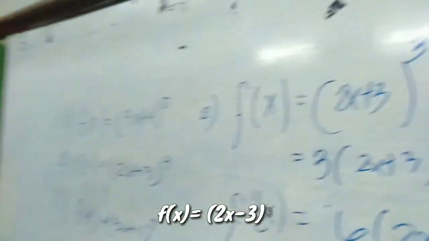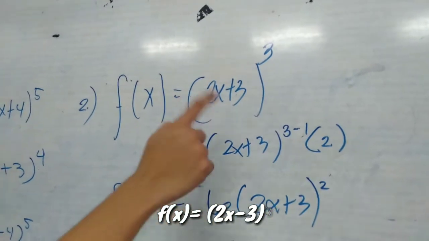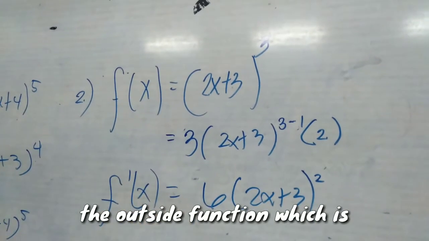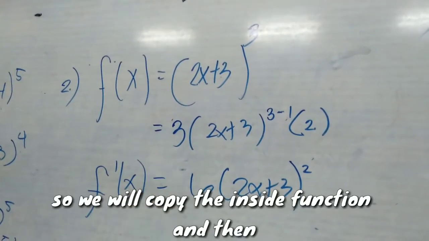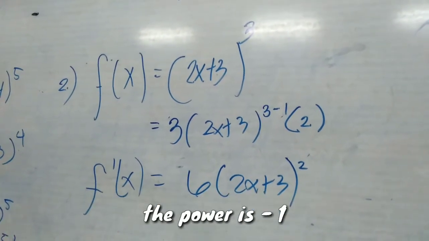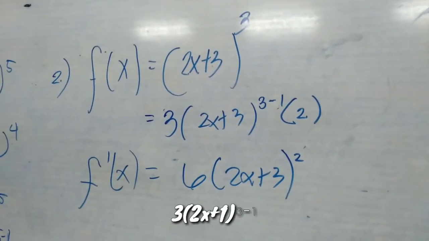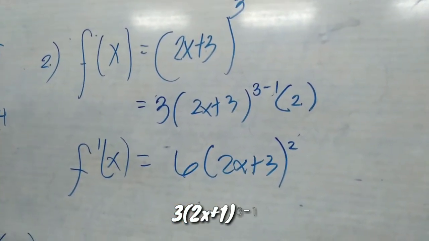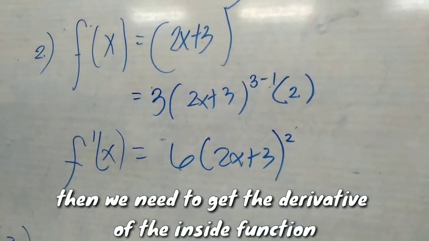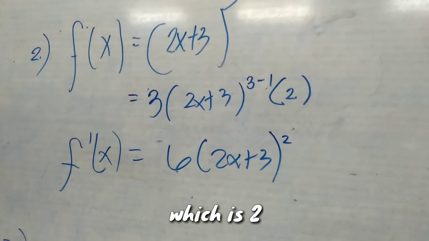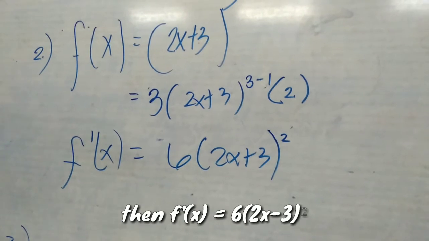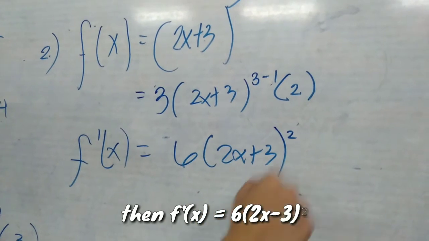Second example, f of x is equal to the quantity of 2x plus 3 to the power of 3. We need to get first the outside function, which is 3. So we will copy the inside function and then the power is minus 1. So the quantity of 2x plus 3 to the power of 3 minus 1. Then we need to get the derivative of the inside function, which is 2. So next, we'll multiply the like terms. Then f prime of x is equal to 6 times the quantity of 2x plus 3 to the power of 2.